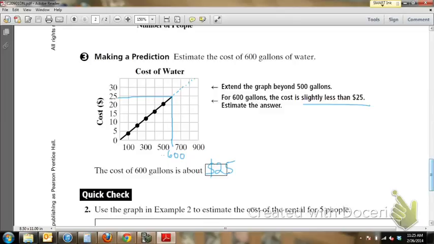If you use a ruler to extend it, or an index card, or something that has a straight edge on it, you can extend your line a little bit better. So try the next two quick checks. You're going to use the two graphs already drawn, example 2 and 3, and estimate numbers that are not labeled on the graph. Okay, so fill those in, and we'll check your work in class.